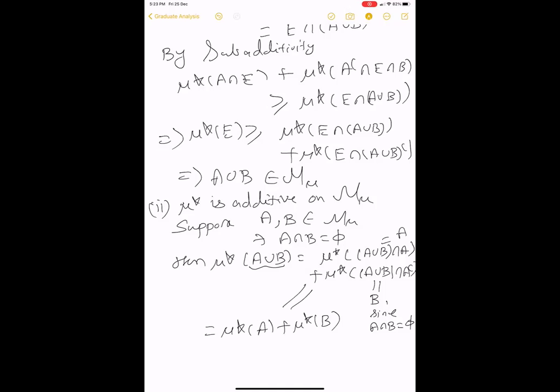Okay, so mu star is additive. Finitely additive, maybe by induction, maybe I will ask.